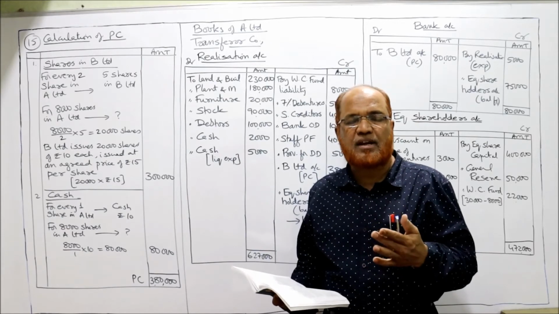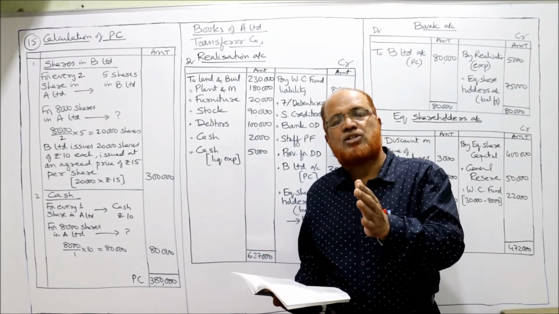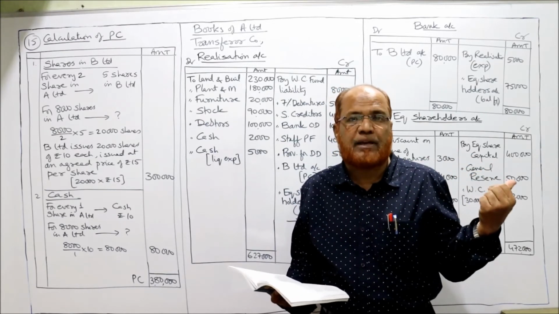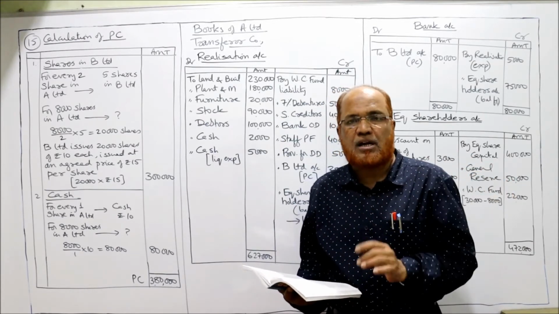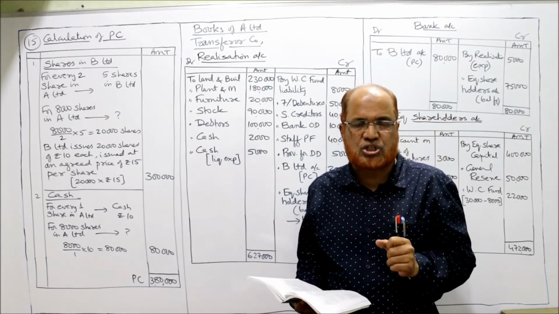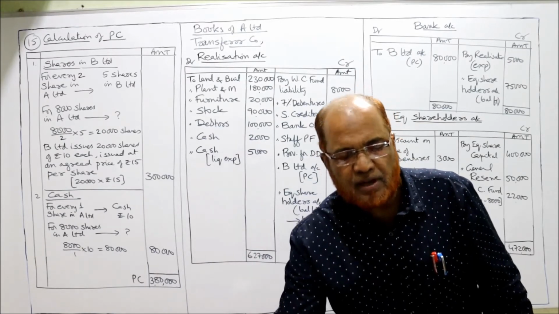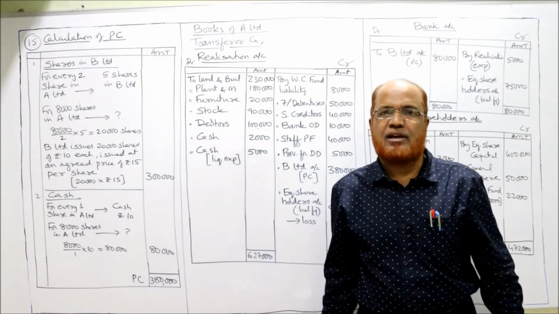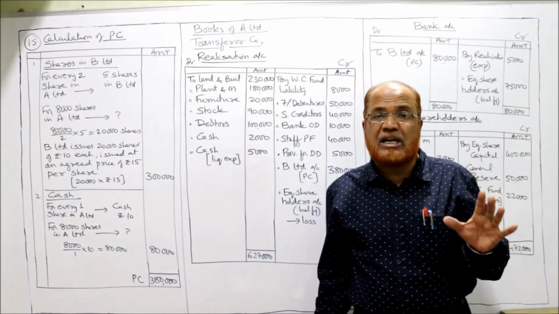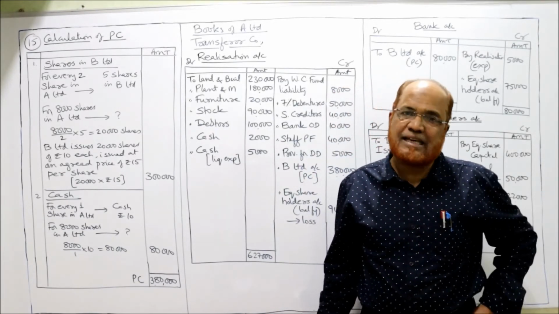That means transferor company, A Limited, itself. In many previous problems we have done, the liquidation expenses were paid by the transferee company. But in this problem it is paid by the transferor company. So the entry will be realization account debit to cash or bank, anything you can take. In this problem we are not required to pass any journal entries. Directly we have to make only ledger accounts in the books of the transferor, that is A Limited.